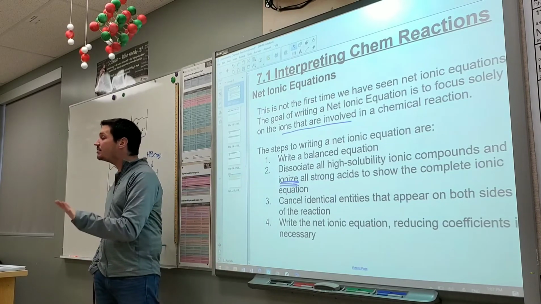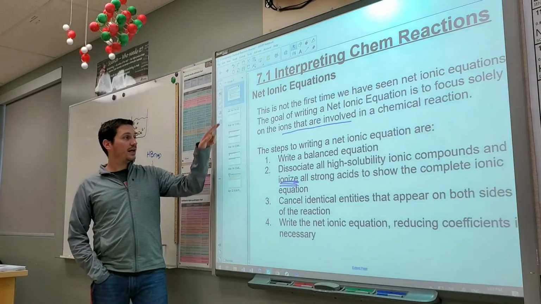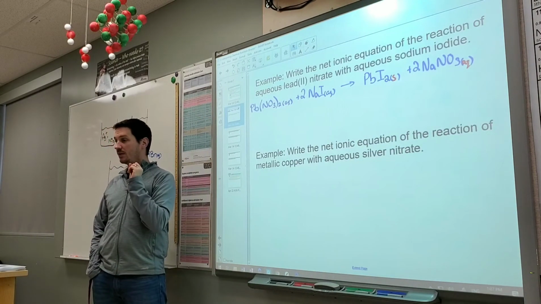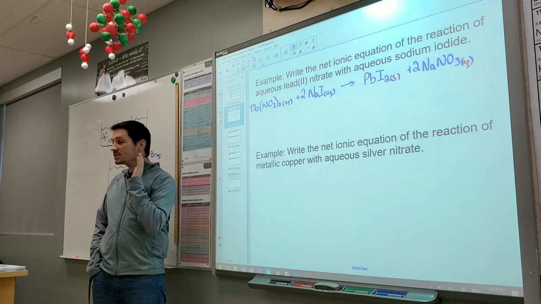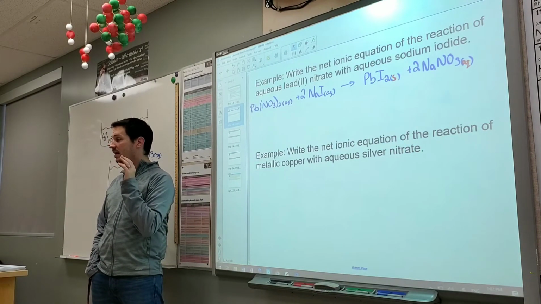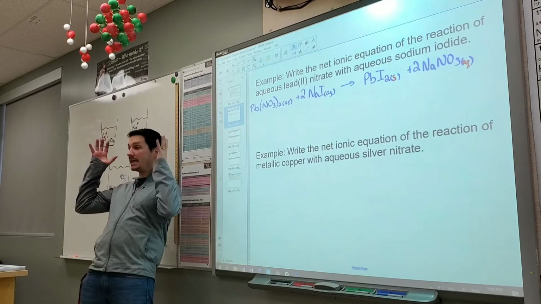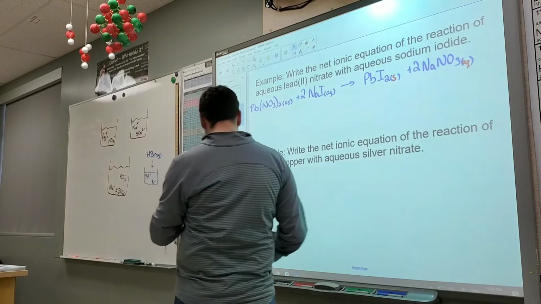Everything that can be dissociated, dissociate it. In here, what's the only thing that cannot split up? The PbI2. So you've got to split up everything. And this is what I mean when I say you need a lot of room. So do not write big for this step. Okay? You're going to need a lot of room, and you're going to see why we need a lot of room.